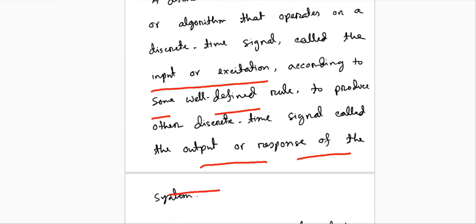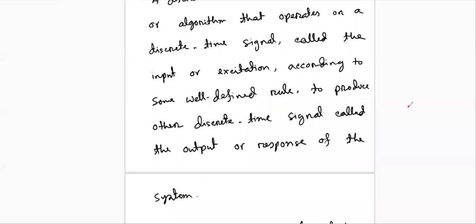That means if you have a discrete time signal and you have a system, you have discrete time inputs that can also be called excitation or input, according to some well-defined formula. What is a well-defined formula? Like upsampling or downsampling. There should be some well-defined formula by which you can generate the output, which is known as the response. That is known as a discrete time system.